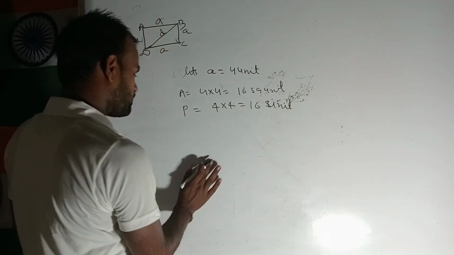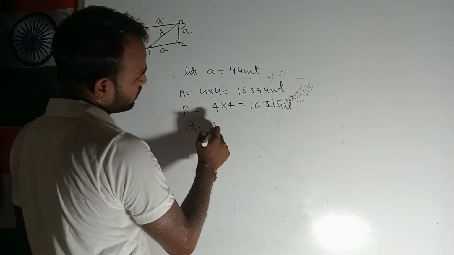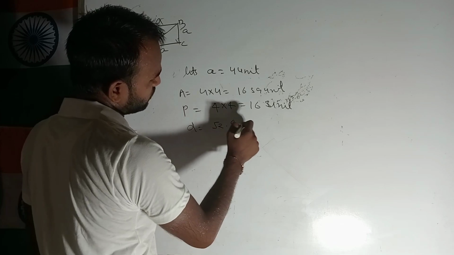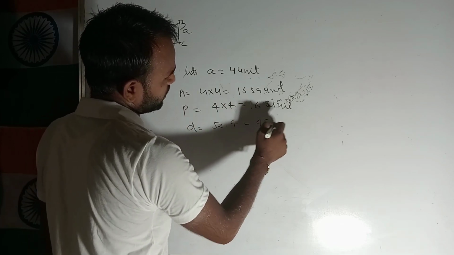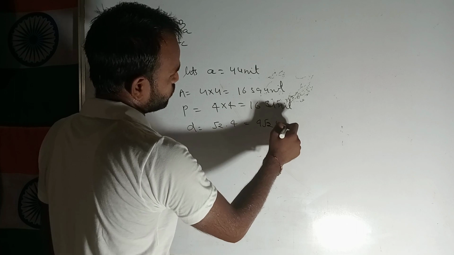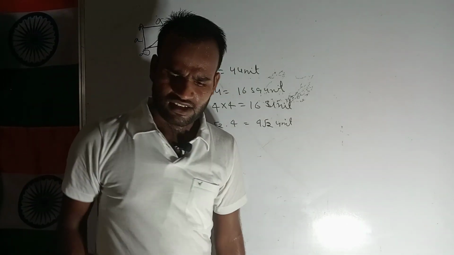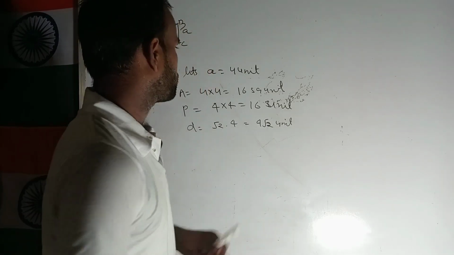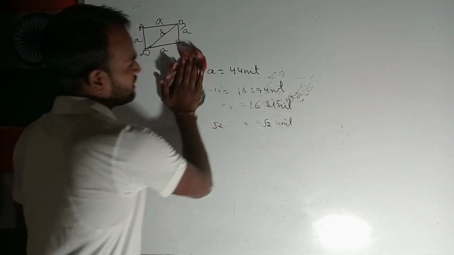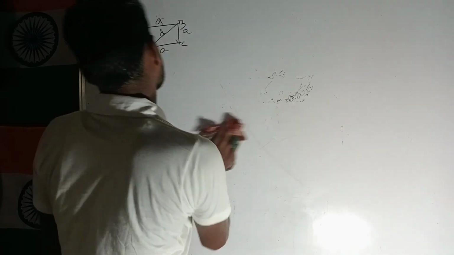And what is the length of the diagonal? D equals root 2 into A, which is root 2 into 4, that is 4 root 2 units. So this is the numerical value of a question, just a small question I wanted to discuss with you. So, moving to the next figure, that is the rectangle.